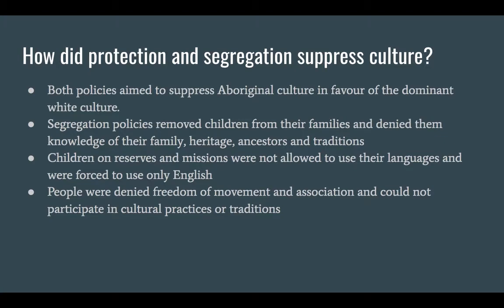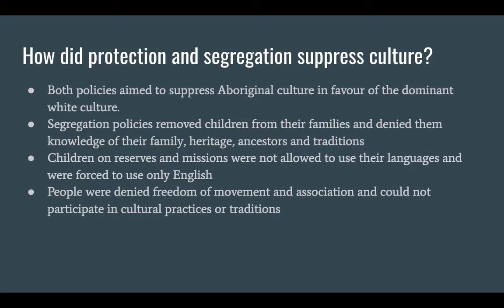So the first thing we need to understand is this first point. It was the very aim of protection and segregation. Their very aim was to suppress culture. That was what they set out to do. They didn't want Aboriginal culture to exist, and they wanted the dominant white culture to be all there was.